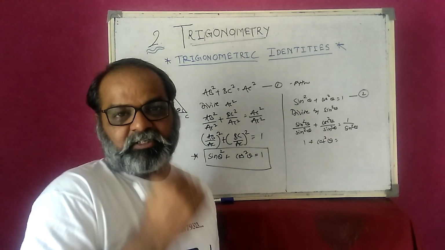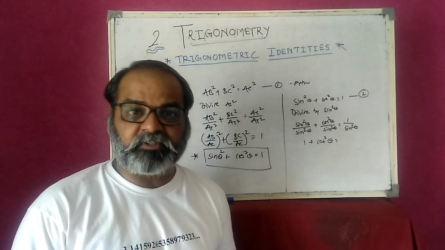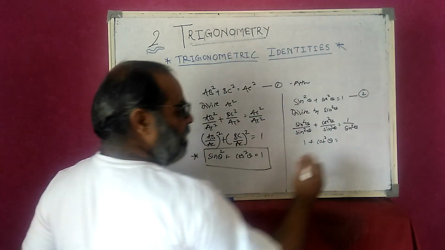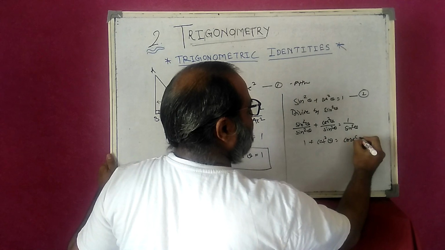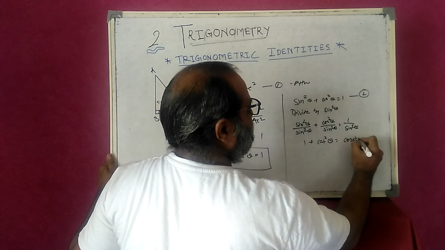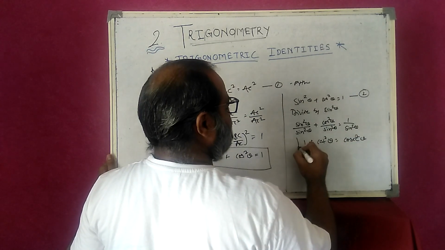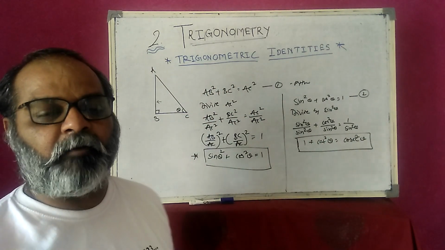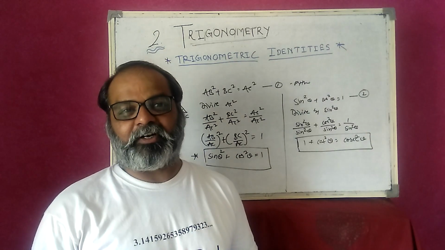So 1 plus cot square theta is equal to 1 upon sine square theta. We know from our previous lecture, what is the inverse of sine? It is cosec. So 1 upon sine square theta is equal to cosec square theta. So this is the next identity: 1 plus cot square theta is equal to cosec square theta.